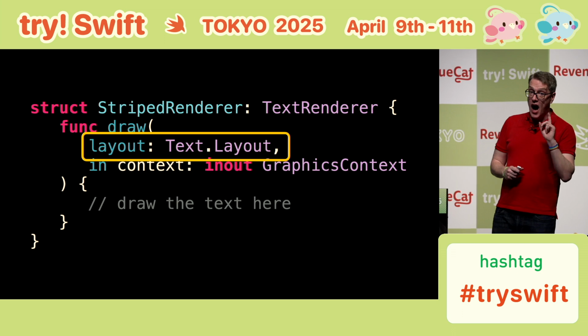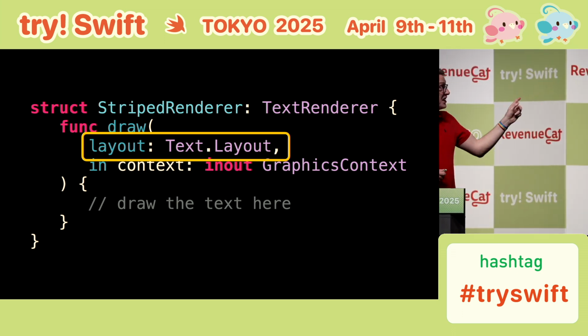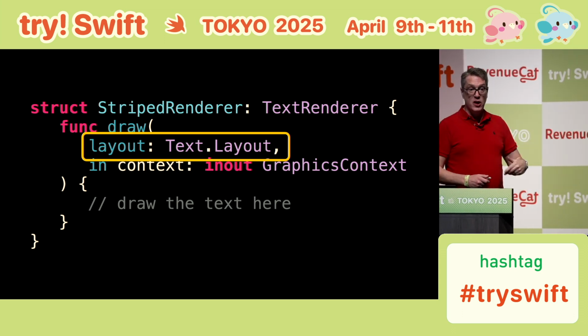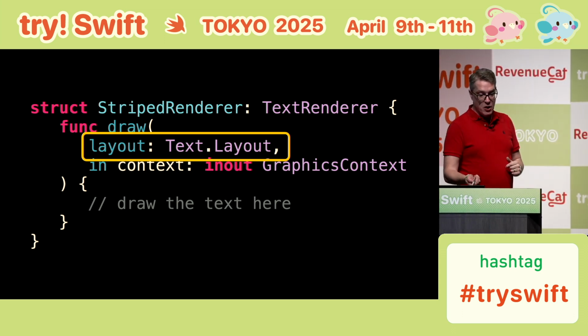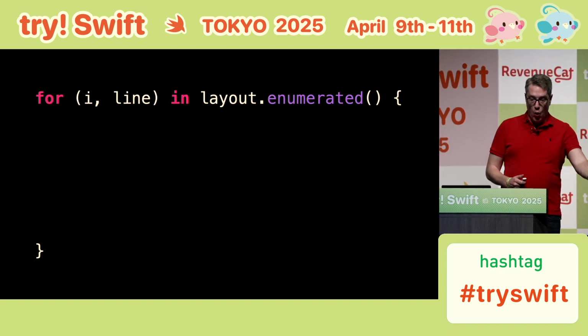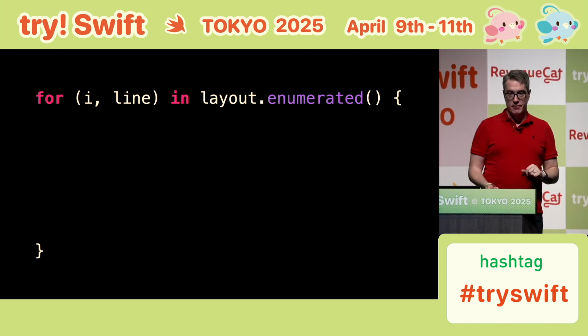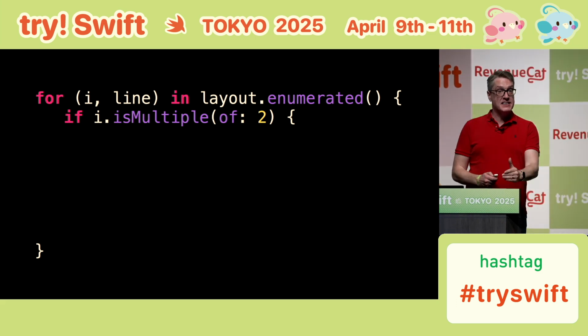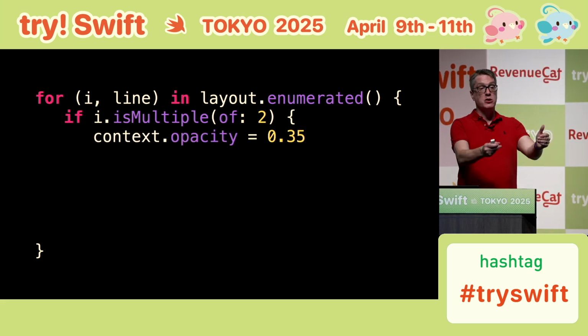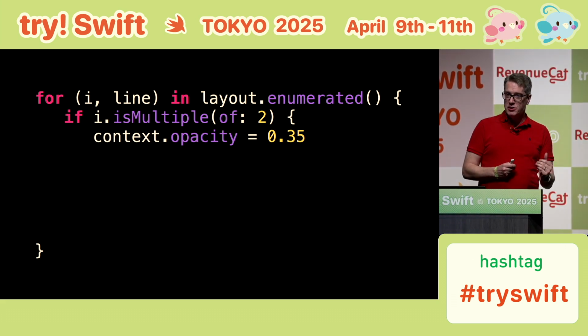Now, earlier, I said that text layouts are made up of lines. And this thing's actually a sequence. So we can loop over it. So in our drawing code here, we're going to loop over all our lines and also read the index in the sequence. Then, if our index is an even number, we'll reduce the drawing opacity down to 0.35. So it's mostly transparent.